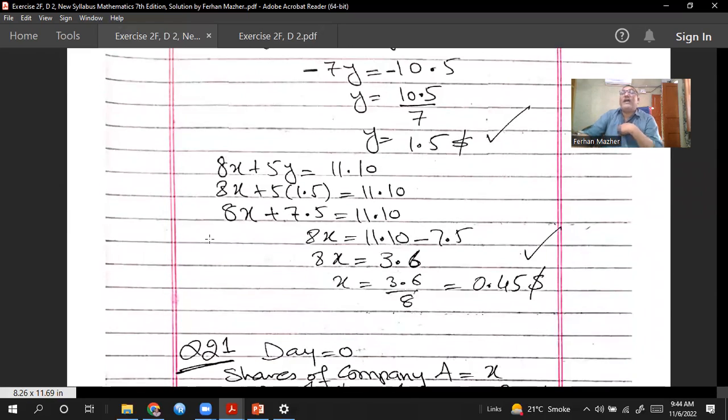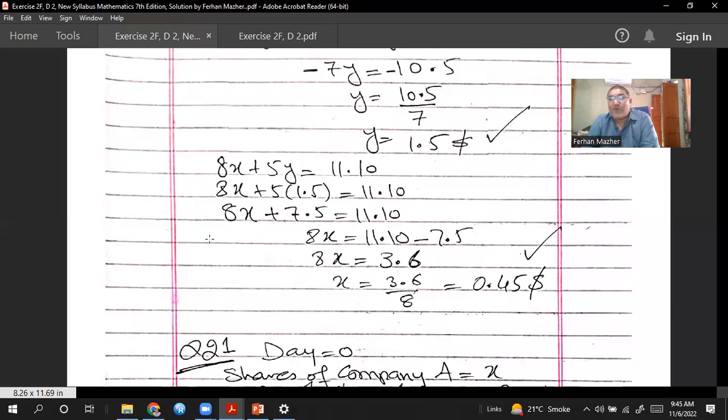Now I have the value of y. I will substitute it in the first equation. So 8x plus 5y equals 11.10, so 8x plus 5(1.5) equals 11.10. 8x plus 7.5 is equal to 11.10. 8x is equal to 11.10 minus 7.5. So 8x is equal to 3.6. So x will be equal to 3.6 divided by 8, and that will be $0.45.